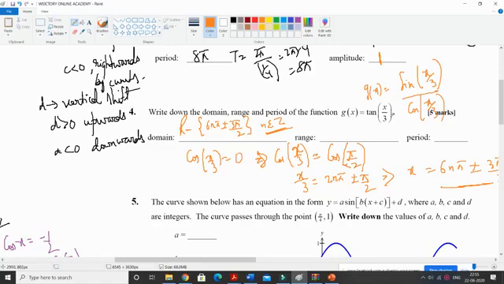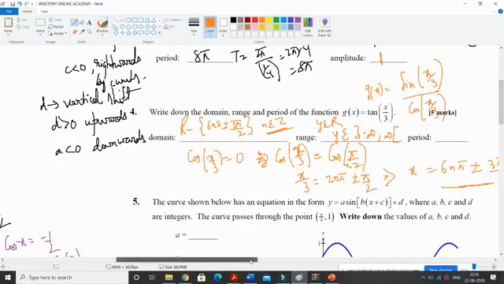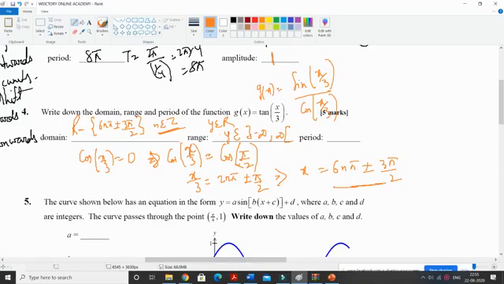Range, tan range is always minus infinity to infinity. That's why the range of this function will be again y belongs to minus infinity to infinity, or all real numbers. Okay, period. Generally period is pi, but here as it is divided by 3, the period is pi divided by 1 over 3, which will give you pi multiplied by 3, which is 3 pi. The period will be 3 pi radians.